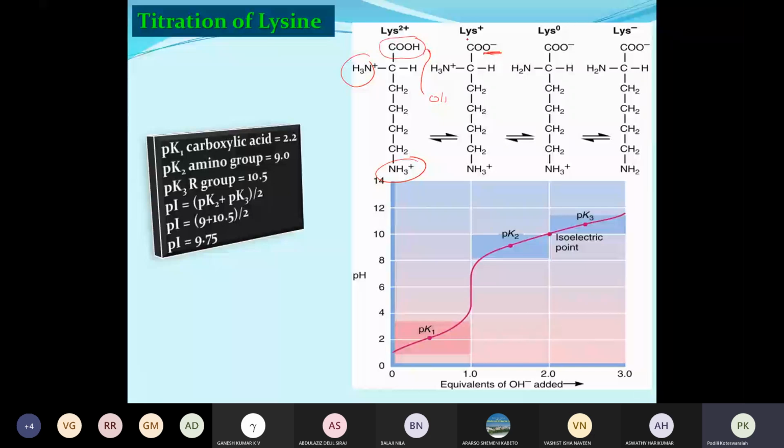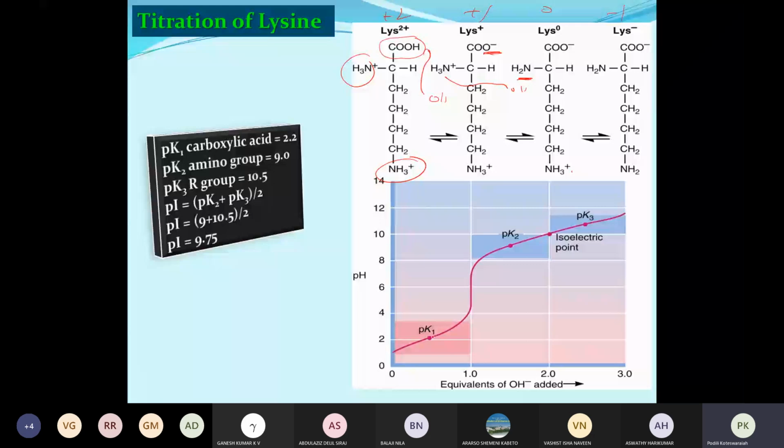Therefore, the net charge becomes +1 from +2. Initially it is +2, it becomes +1. With further addition of alkali, the alpha amino group also loses a proton and it becomes NH2. So the net charge is 0. And with further addition of alkali, the side chain carboxyl group also loses a proton and it becomes -1.